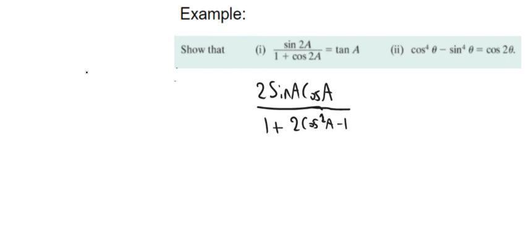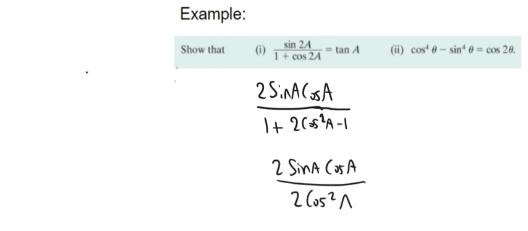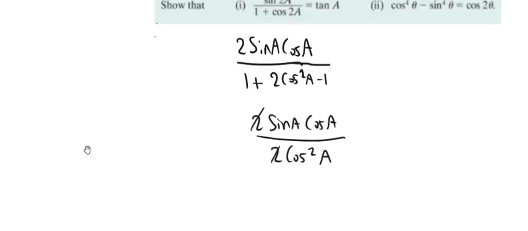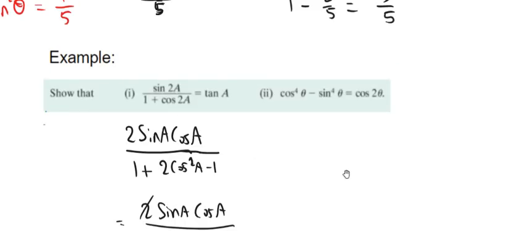So the 1's will cancel on the bottom then, so you're just left with 2 sin a cos a over 2 cos squared a. So the 2's will cancel out, and one of the cos's on the bottom will cancel out with cos on the top. So we end up just getting sin a over cos a. And that's the same thing as tan a. So sin over cos is always tan. So that's it for the first one.